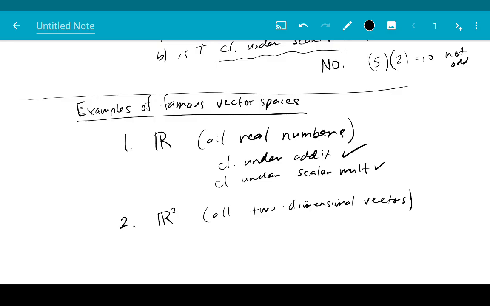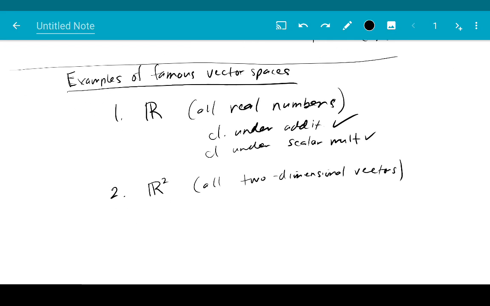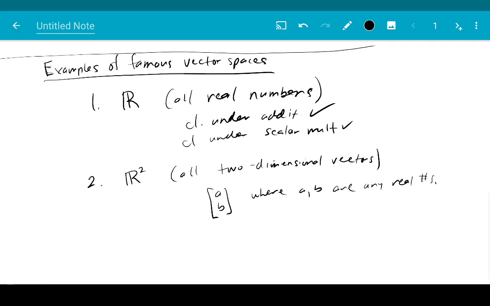When you have an R with a 2 as its exponent, that's basically saying you have two real numbers put together. So examples of that would be things like anything that I could write as (a, b), a two-dimensional vector, where a and b are just any real numbers or scalars. All right, so is this also a vector space? It is. Why? Think about the two closure axioms. If I add any two-dimensional vectors, I'm going to get another two-dimensional vector. So it's also closed under addition.